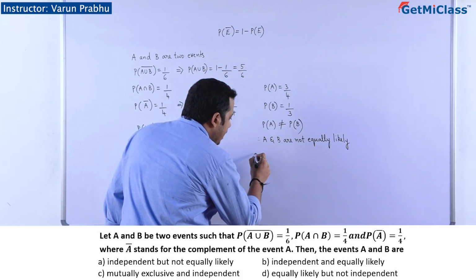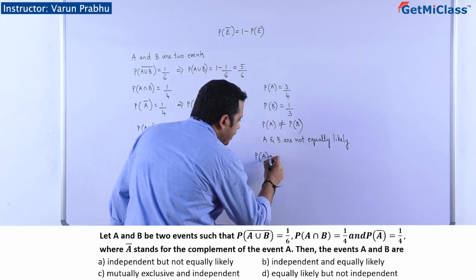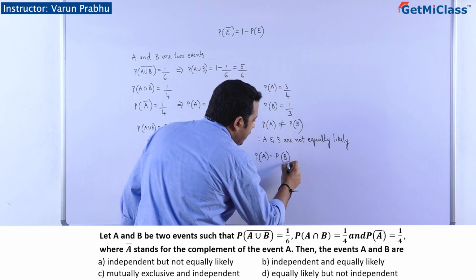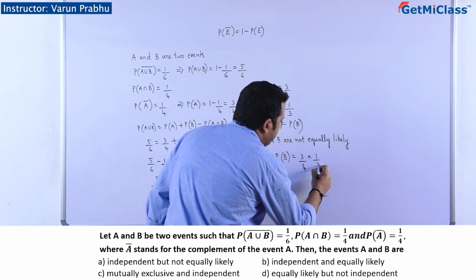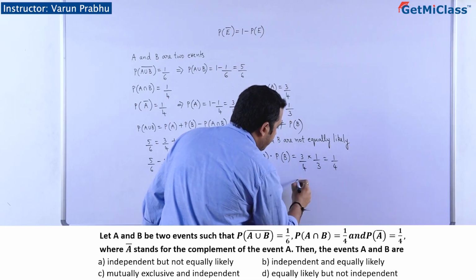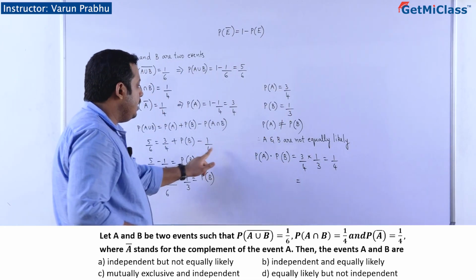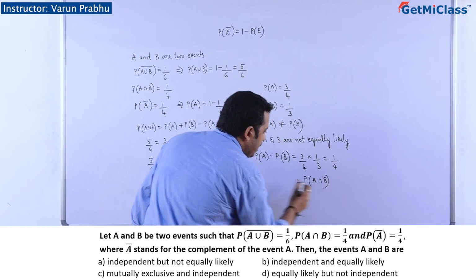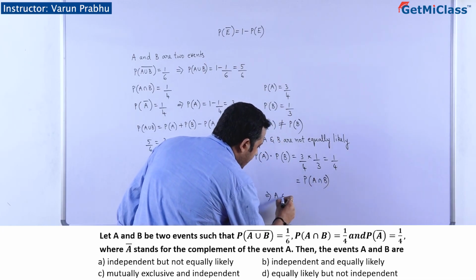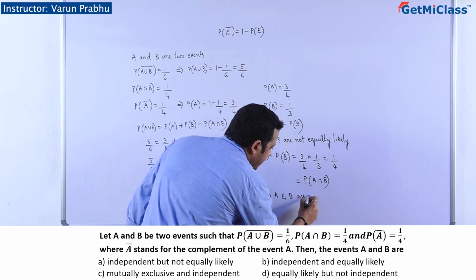But as far as the independent nature is concerned, probability of A into probability of B, if we do that, we get 3 by 4 multiplied by 1 by 3, which is equal to 1 by 4. And that 1 by 4 is nothing but probability of A intersection B, correct or not? A intersection B. This implies to me that A and B are independent events.